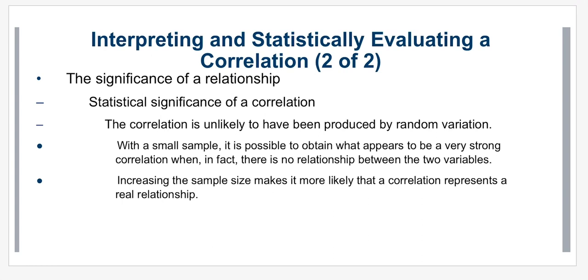And your book shows the example of if there's only 2 participants, there's only 2 data points. Well, of course, it's going to look like a line because there's only 2 points. You could draw a line between 2 points every time. So it's going to look like a strong correlation. But if you got more participants and got more data points, it could end up being very, very scattered and not actually have a relationship at all. So increasing the sample size makes it more likely that if you actually obtain a correlation coefficient, that represents a real relationship if there's a large enough sample size.